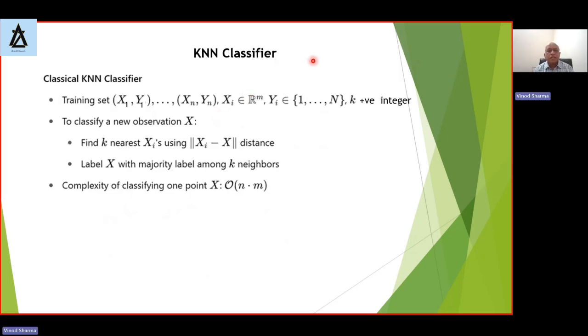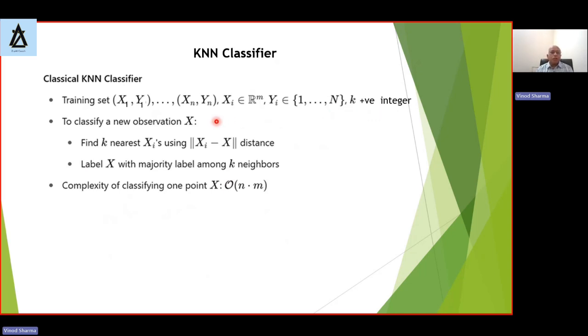Next method is the k nearest neighbor classifier. This is also a very popular method in classical machine learning. This is used for classification, as the name denotes. You have training data x1, y1 to xn, yn, where the xi are the observations with values in R^m. Yi now take values from 1 to n because this is a classifier, and n is the number of classes. Now you pick k, a positive integer. So you can pick k equal to 1, 2, 3, 4, and so on.